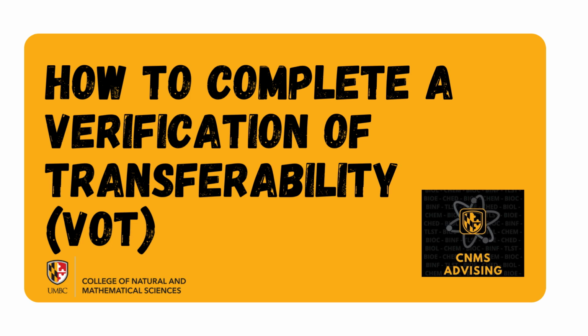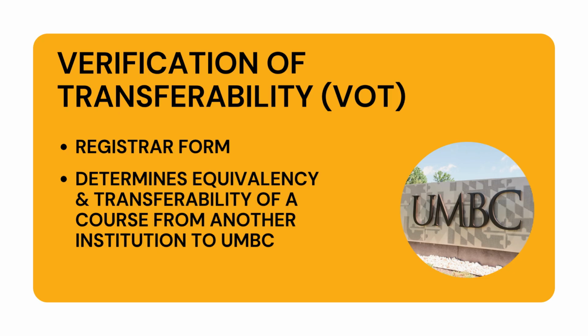This video is a tutorial on how to complete a verification of transferability form. This form is often abbreviated as a VOT. The verification of transferability is a form through our registrar's office. It is used to determine the equivalency and transferability of a course from another institution to UMBC.